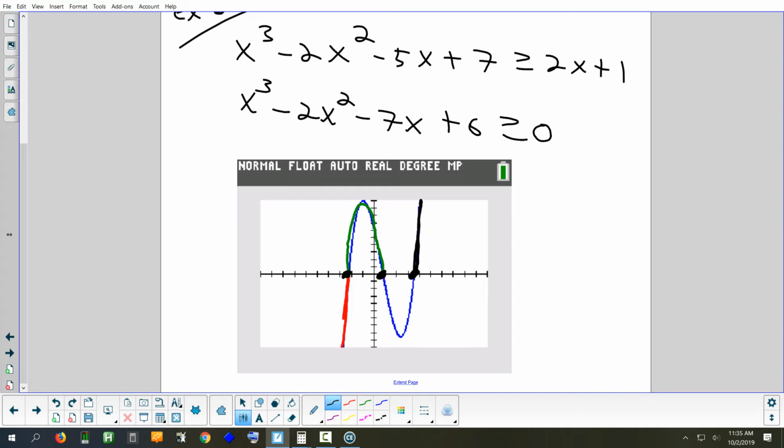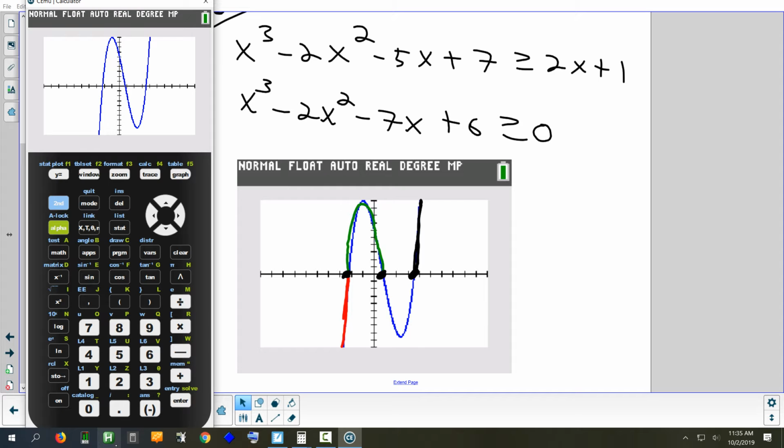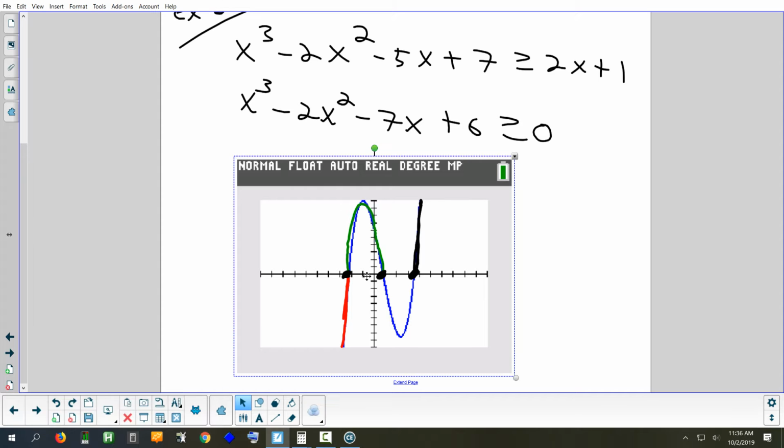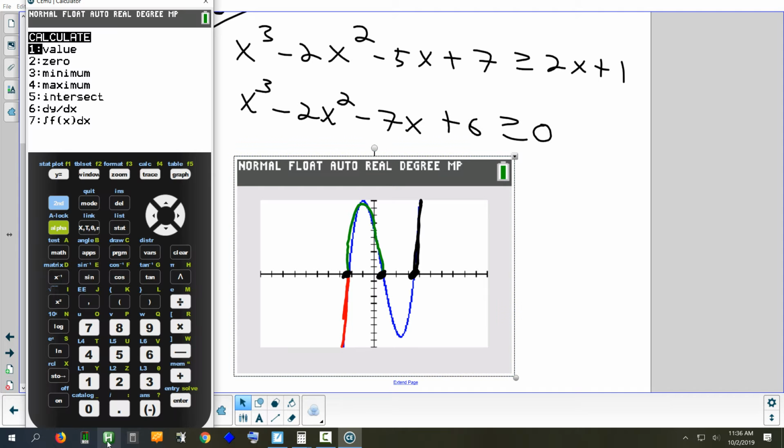What are those 3 things called? They're the x-intercepts. Yep, they're the x-intercepts. We could also call them the roots or the zeros. So second calc. These are the numbers that you would have gotten very easily if you could have factored it. Okay, but we can't. So we're just going to find them.